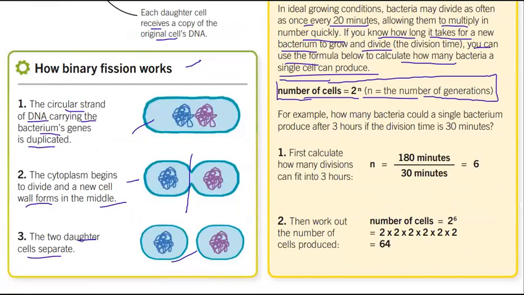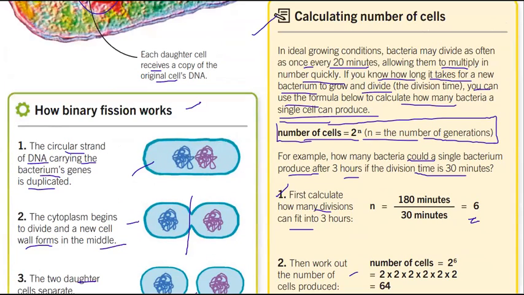For example, how many bacteria could a single bacterium produce after 3 hours if the division time is 30 minutes? First, calculate how many divisions can fit in 3 hours. So 3 hours means 180 minutes divided by 30 minutes. That number of generations is 6. Then work out the number of cells produced. The number of cells produced is 2 power 6. 2 power 6 is 64. So 64 is the answer, that is the number of cells.